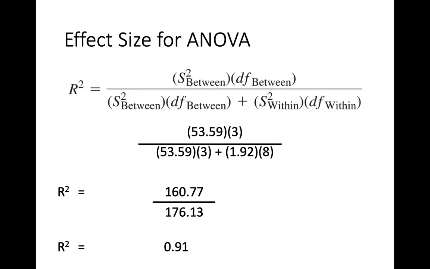variability in positive attitudes by knowing something about which sector of the company employees work in. So we can explain nearly all the reason why those attitudes are different by merely knowing which sector of the company people work. So basically all the variance. That's a very large effect size.